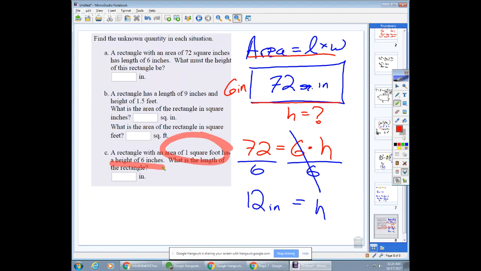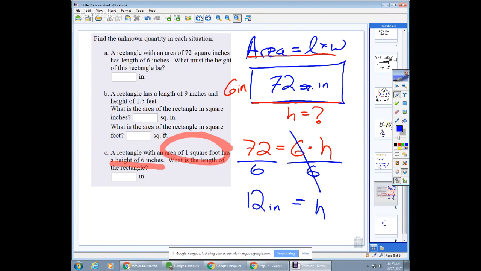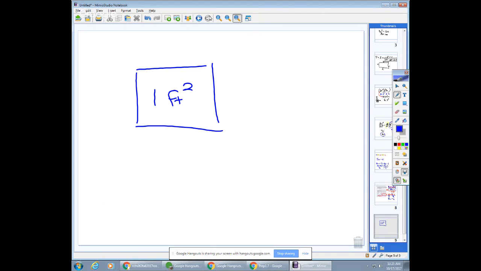Okay, so let's see, new page. So I have a rectangle. I have no idea whether it's tall and skinny or short and fat, so Emily, bear with me if I don't draw it to scale here. So let's say that's my rectangle. They said the area is 1 foot squared or 1 square foot. And they told me one of the measurements, which one? The height is 6 inches. I need to know what this width or length, whatever you want to call it, down here is.